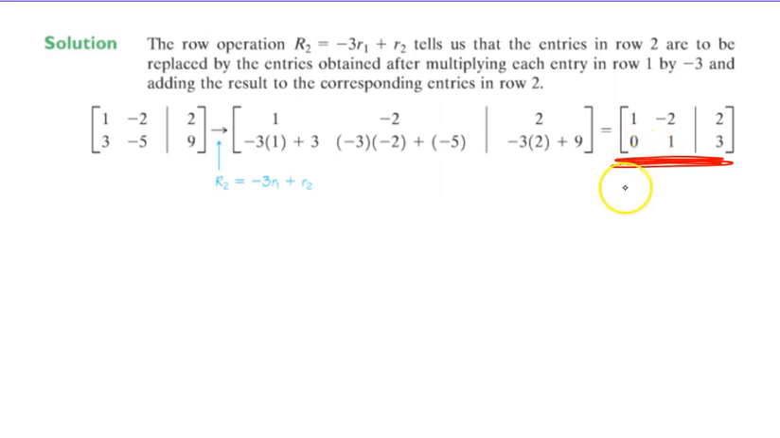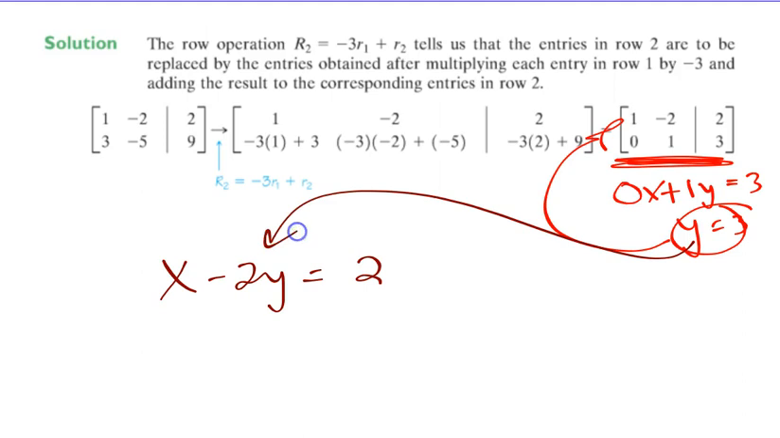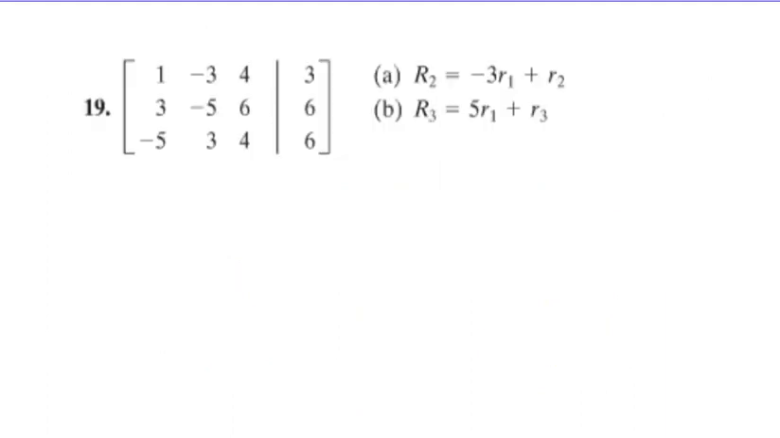So the bottom equation says no x plus 1y equals 3. And once you know that y equals 3, you can plug it into that top equation, which reads x minus 2y equals 2. So I'll throw the y in here. So x minus 2 times that 3 that we found from the bottom equation. x minus 6 is 2, so x is 8. So that's a quick way to solve using matrices.